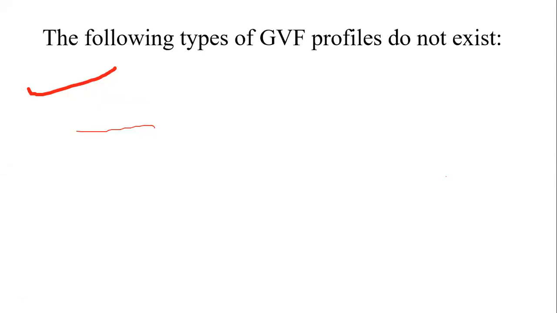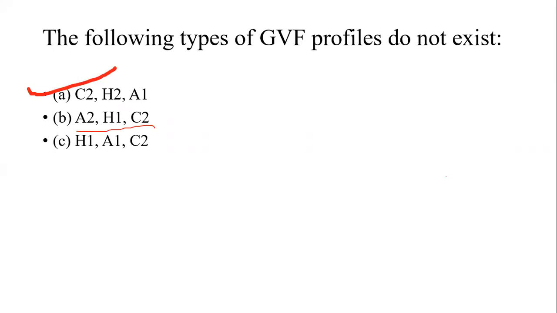The following types of GVF profiles do not exist. The statement is: the following types of GVF profiles do not exist. Option A, C2 H2 A1. Option B, A2 H1 C2. Option C, H1 A1 C2. And option D, C1 A1 H1. The statement is that the following types of GVF profiles do not exist. Which of these GVF profiles do not exist? Out of the given sets of three, which one does not exist?